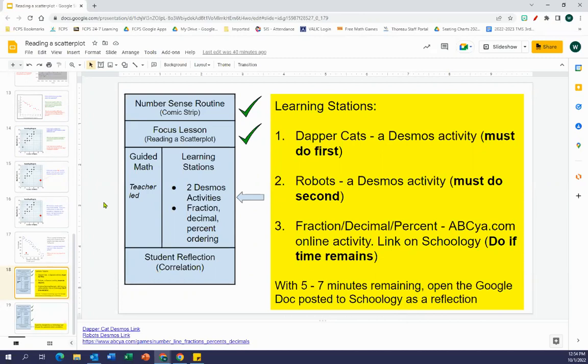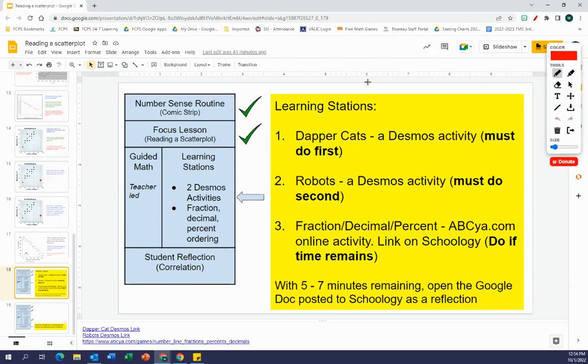So our first learning station is a Desmos activity. It's called Dapper Cats. And what you'll see when you get there is you're actually going to be building cats with these cute bow ties. And as you build them, it's going to plot scatter plots along the way and ask you to make some predictions. The second Desmos activity is called Robots. It's very similar to Dapper Cats, except it's robots that are either tall or short. And you're going to be looking at the distance between their eyes. It's also going to build scatter plots for you and ask some questions.